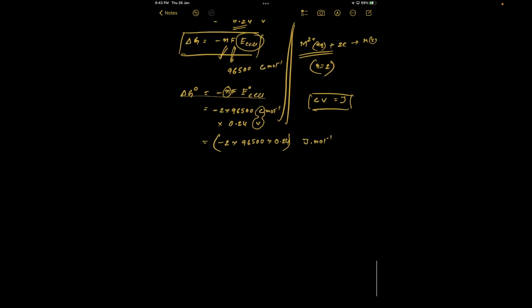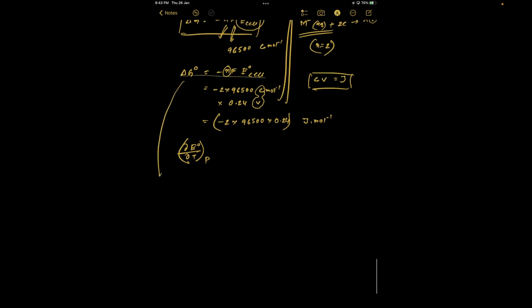And also it is given that the ∂E0/∂T at constant P, this quantity is given. Now from this equation, if you just take the time derivative, that means ∂ΔG0/∂T at constant P equal to minus nF, it will be equal to ∂E0/∂T at constant P, right?